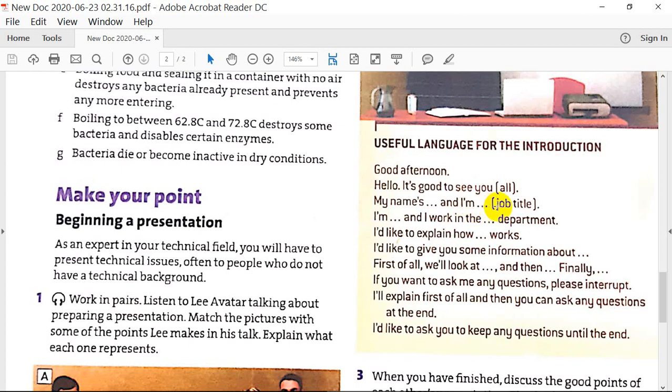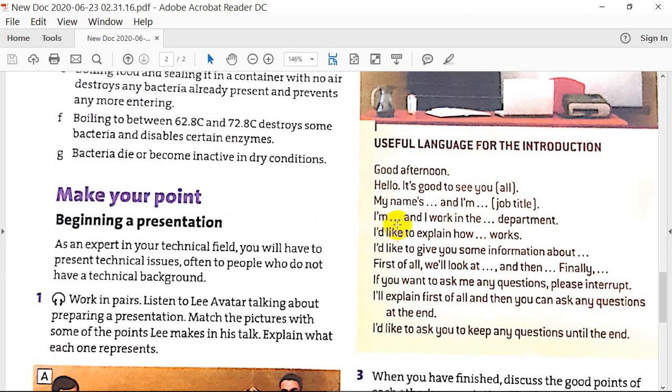Okay, so you have to say your what? Your job. And then I am what? I'm working. So you have to say the place that you are working in, what kind of job that you are working in. For example, I am teaching English. I'm working in glossary. I am working as a financial manager. I'm working in management.